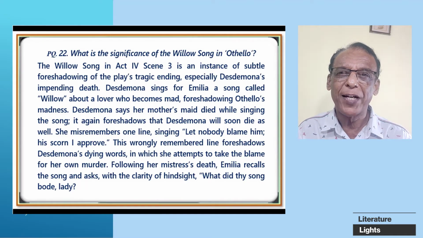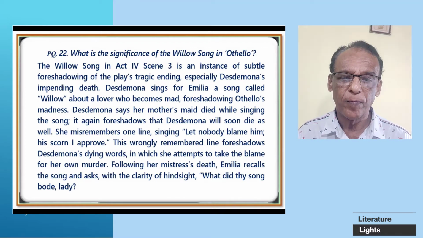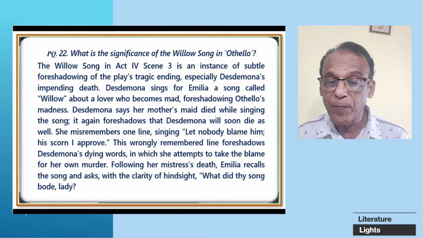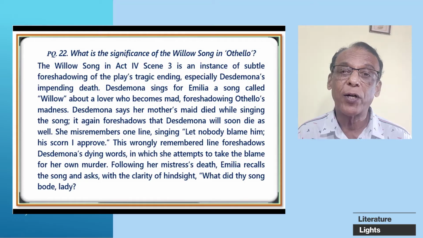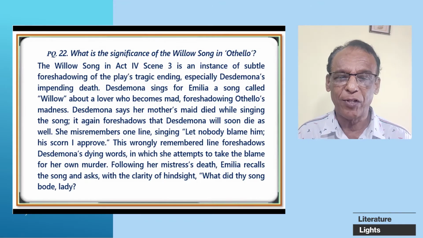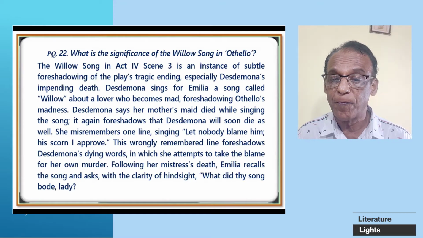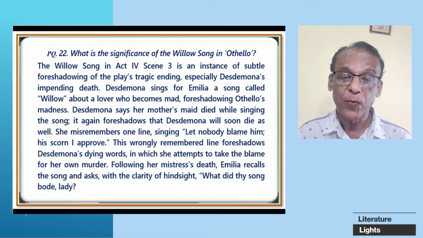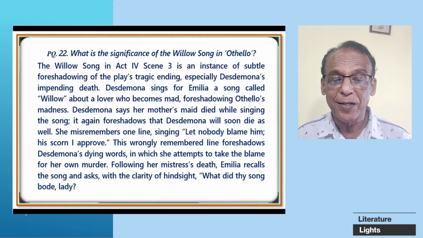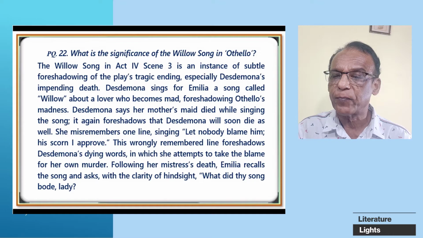She recites wrongly. This wrongly remembered line foreshadows Desdemona's dying words, in which she attempts to shift the blame for her own murder. She says, "I myself am responsible for my death." Following his mistress's death, Emilia recalls the song and asks, with the clarity of hindsight, "Well, what did the song bode, lady? What was the meaning of the song?"